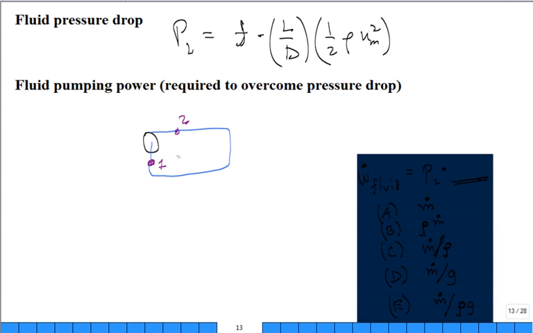So we have the pressure gain by the pump, but the pressure gain by the pump is equal to the pressure loss by the system, pushing it through the pipes. And a simple equation for that, if it's just a bunch of straight pipes, f L over D 1/2 rho U_m squared.